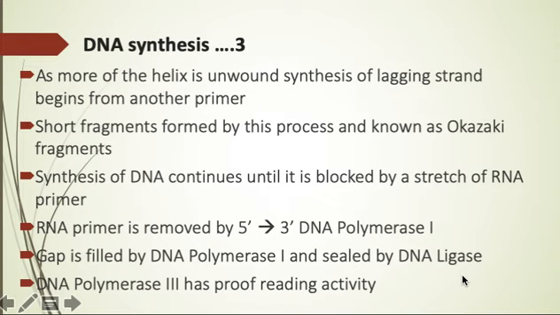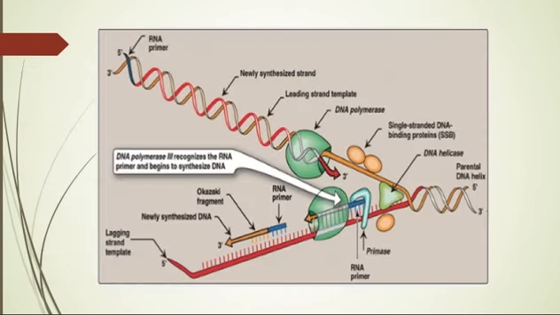When this DNA is synthesized, there has to be certain proofreading activity. This proofreading activity is done by DNA polymerase 3 enzyme. Okay, so we'll just have a look at the diagram of how the whole process takes place.